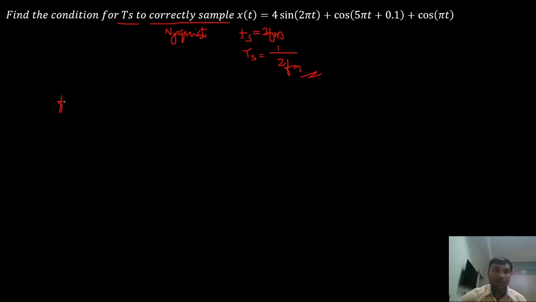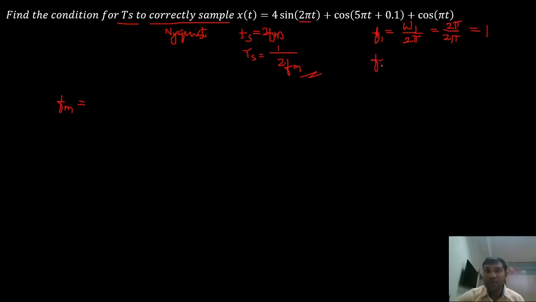So what is Fm? Fm is nothing but the maximum frequency component in the signal x of t. So first let us look at what are all the frequency components in x of t. F is omega by 2 pi. The first frequency component F1 is omega 1 by 2 pi. What is omega 1? It is 2 pi divided by 2 pi. So the first frequency component is 1.